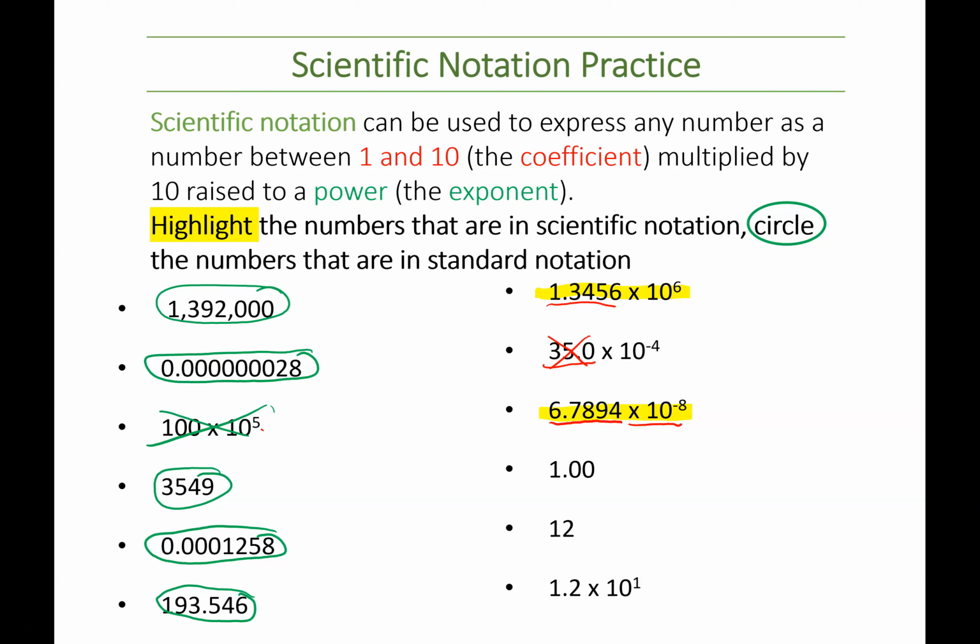1.00, because there's no times 10 raised to a power, is going to be a standard number. 12 is a standard number. And last, 1.2 times 10 to the 1st is a scientific notation number. Okay, so we had a couple of trick questions in there. Hopefully you guys are getting the hang of scientific notation versus standard notation.